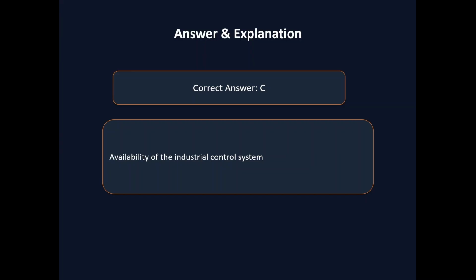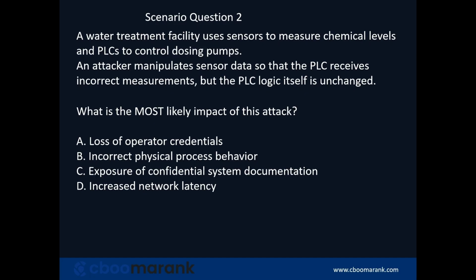So the correct option is option C, which is availability of industrial control system. Even though no data was stolen, the loss of production directly affects the operation and may introduce safety risk during the restart. I think this scenario reinforces why availability is the top priority in our industrial environment.